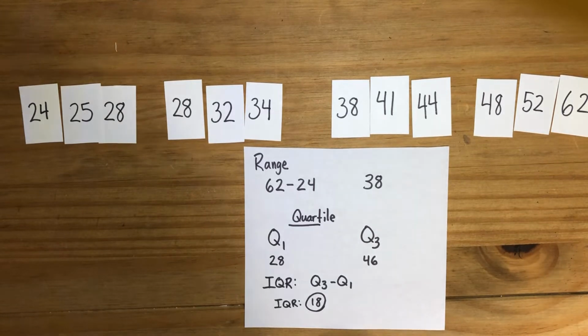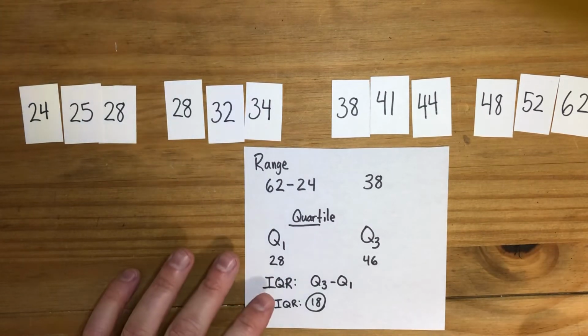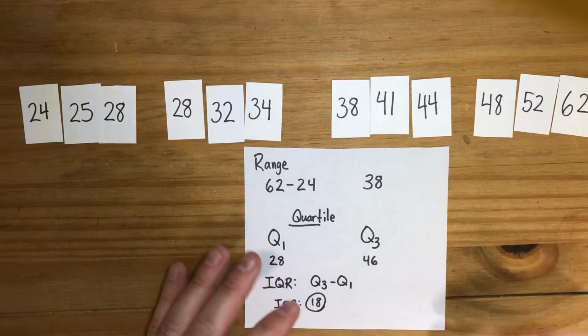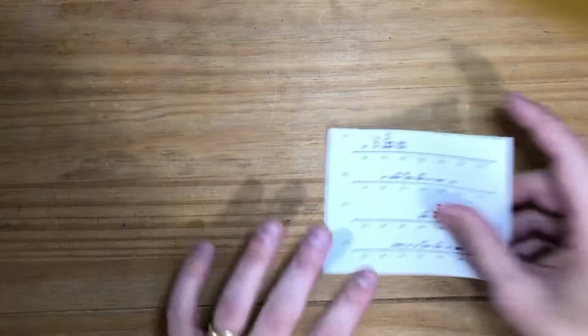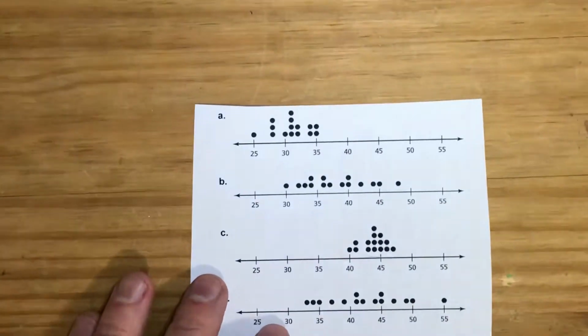And so, what we look for is a larger range or a larger interquartile range would indicate that the data is more spread out, whereas a smaller range or a smaller interquartile range would indicate that the data is closer together. So I'm going to go ahead and move these out of the way. And I'm also going to zoom in my camera because I want to show you some data here.